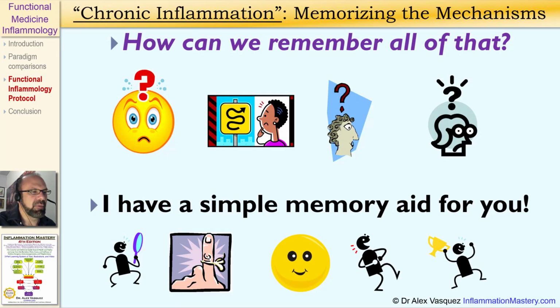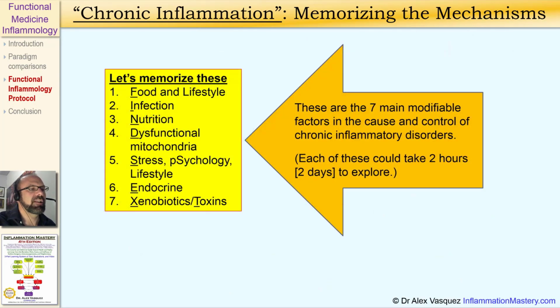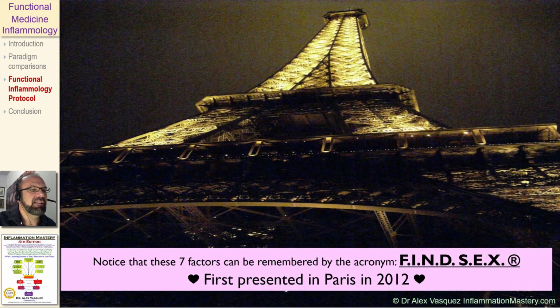For that reason, we're going to use a mnemonic, which I've detailed on this page. So we're going to simplify that complex list into something more manageable, and we're going to focus on memorizing these 7 items: food, infection, nutrition, dysfunctional mitochondria, stress, psychology, and lifestyle, or style of living, including sleep hygiene, endocrine imbalances, and xenobiotics and toxins. So I've now taken a complex list and made it more simple, and now we're going to use an acronym from that list to make it simpler yet, and that acronym is FINDSEX, or you could say FINDSET, and I'll show you how to use that in just a moment.